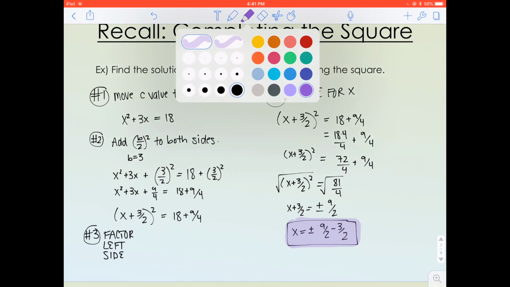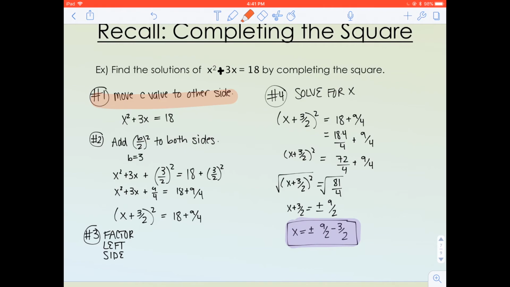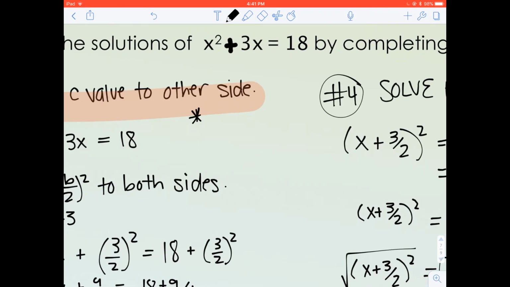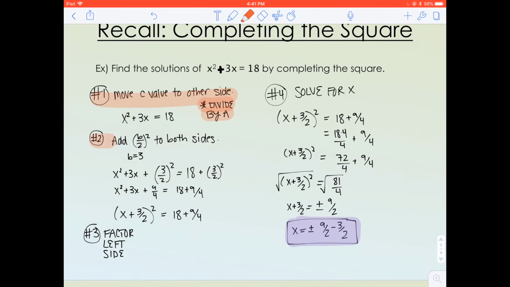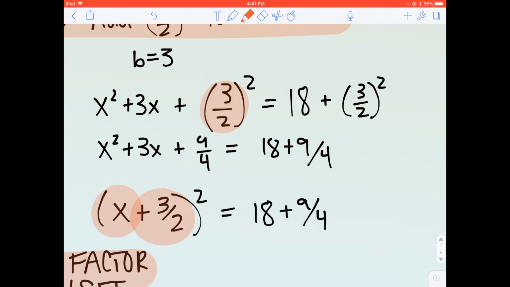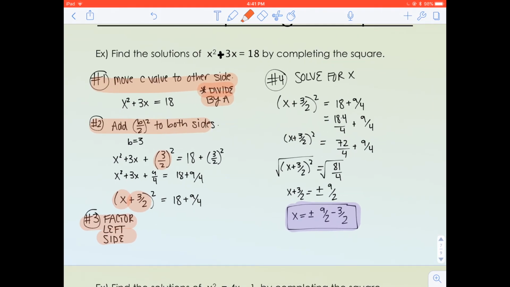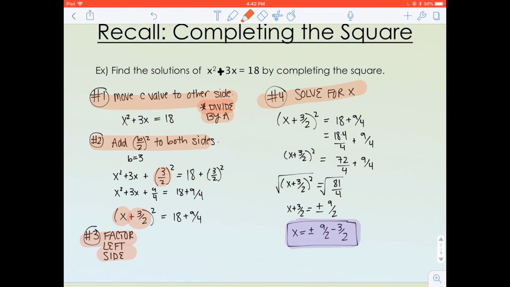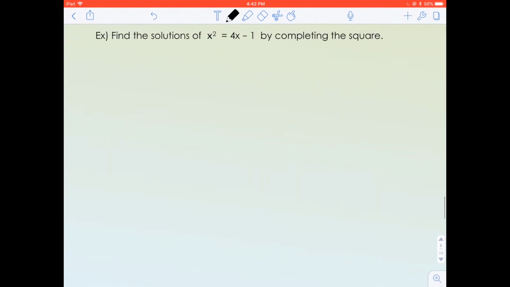And that's completing the square. All right, so first we move the c to the other side. Remember, divide by a if there is one. Okay, that's an important part as well. Step 2 is add b over 2 squared to both sides. Step 3 is to factor the left side. Remember, it'll always factor to x plus whatever number was b over 2. Okay. If b over 2 is negative, it would be x minus that number. And step 4 is to solve for x, which is going to be by taking the square root of both sides. And that's it. Go ahead and try the next example, and then we'll go over it.